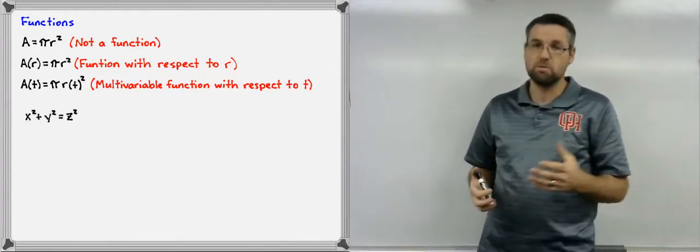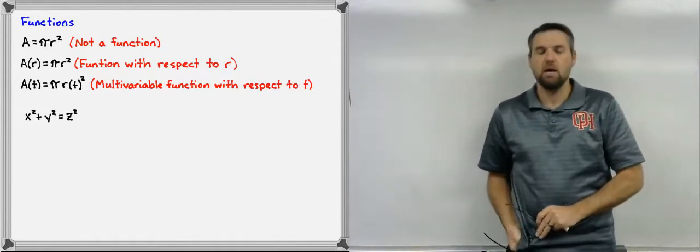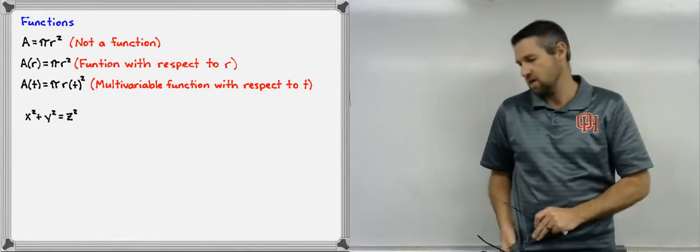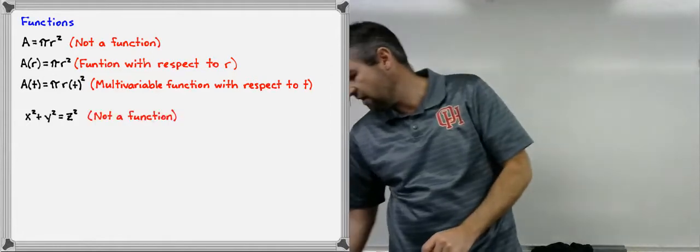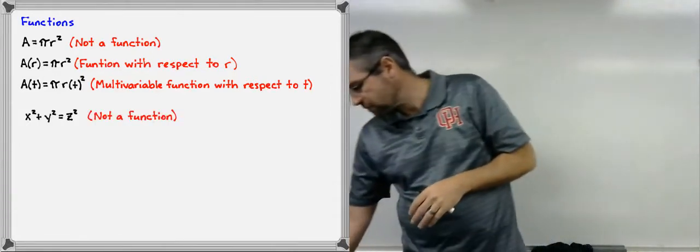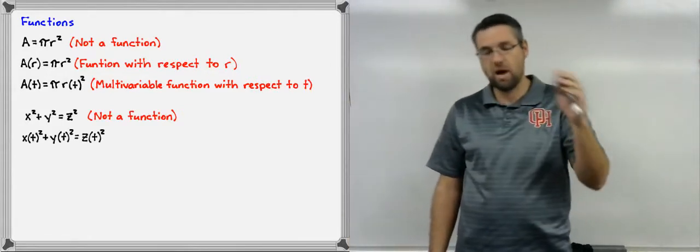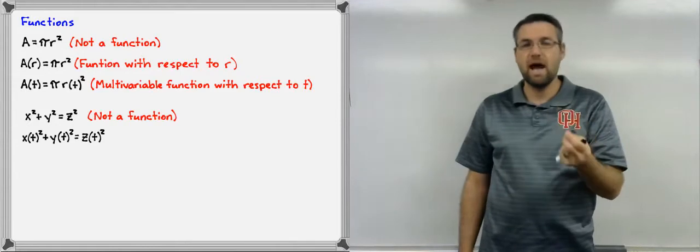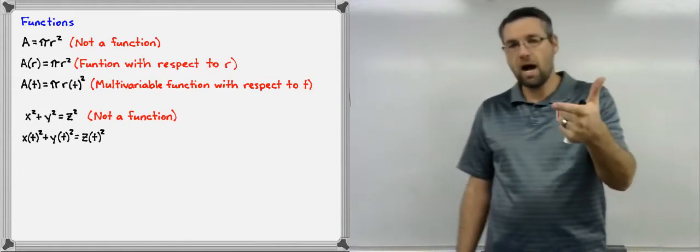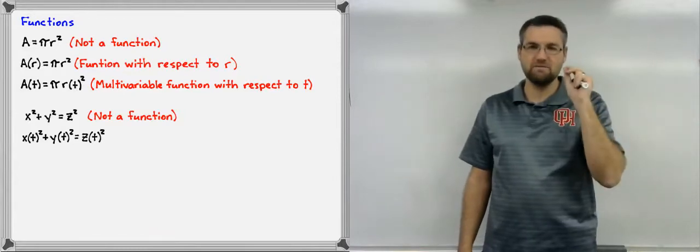Here's another one, x squared plus y squared equals z squared. This is the Pythagorean theorem, obviously. It's not a function, though, because in this case, we don't have an identified input and output value. But if I write it like this, x of t squared plus y of t squared equals z of t squared, now we're saying that x, y, and z are all functions of time.